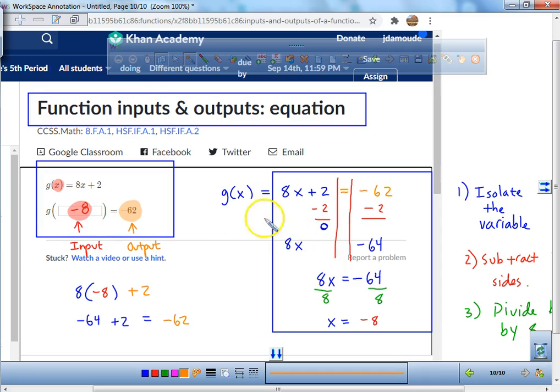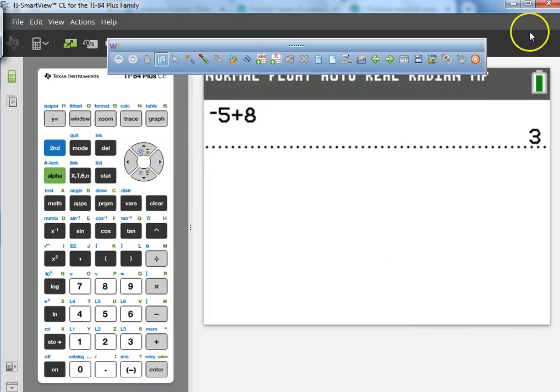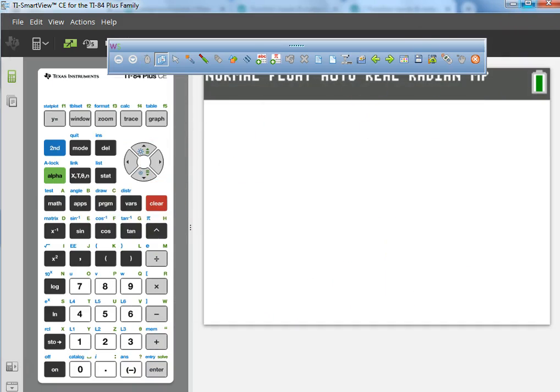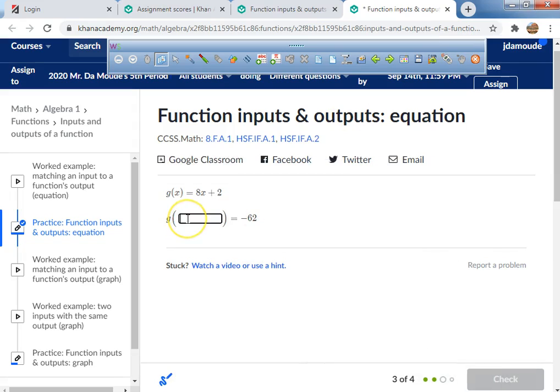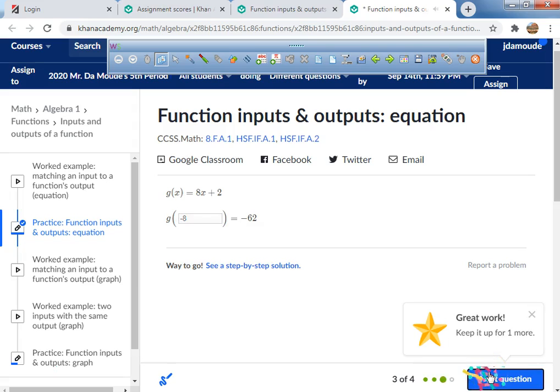So now, knowing that I got it right, I feel very confident. Oh, let me clear this out. Wrong place. All right. Now I feel very confident right here to type in a negative 8, and I don't have any worries whatsoever. And voila, we got it right.